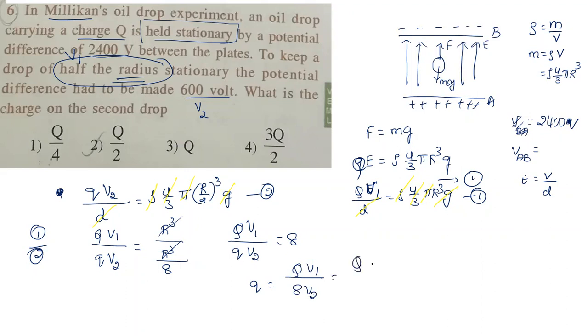Q times V1, which is 2400 as given initially, divided by 8 times V2, which is 600 volt. Two zeros cancel, leaving 3 times 2, so it becomes Q by 2. So the new charge must be Q by 2. Which option is correct? The second option is correct.